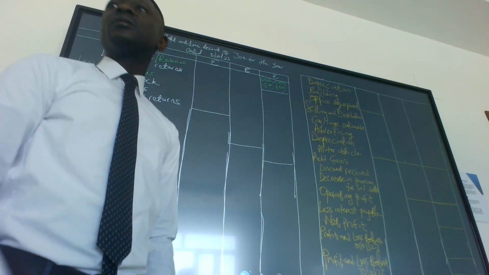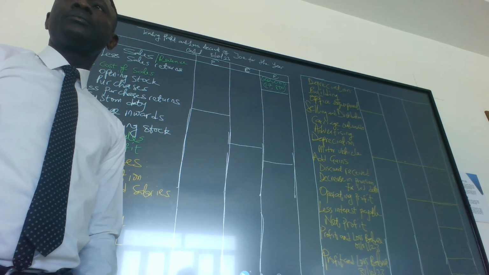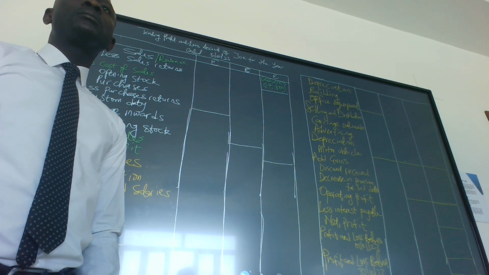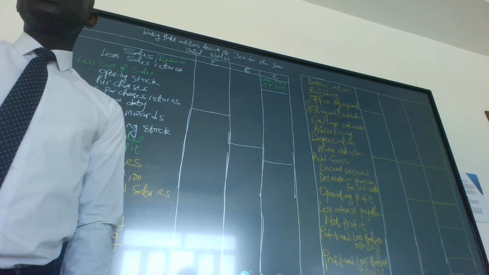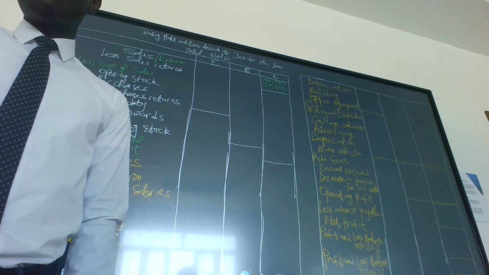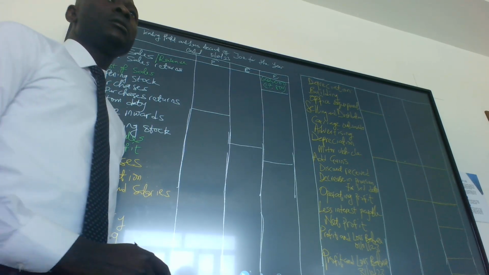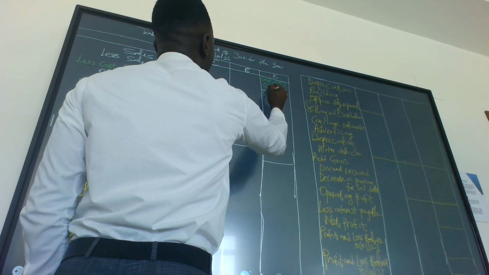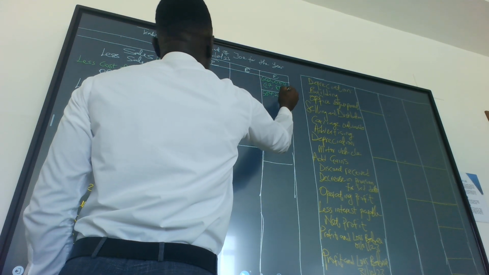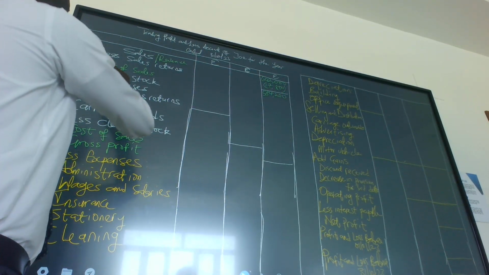Please be fast about it. Stop this mental calculation for me. I want a calculator here. 584,200. Good. Now that's our cost of sales.